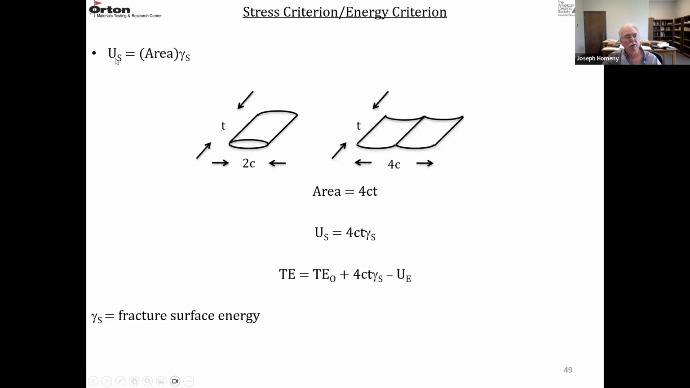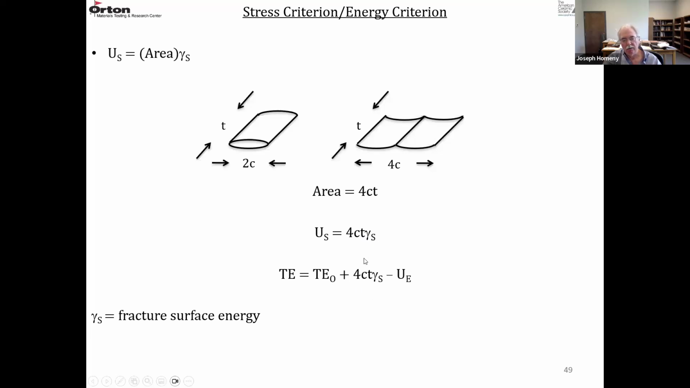Then US just equals the area times gamma S. So we can approximate the area by opening up this elliptical shape. So this is the thickness of the plate T. This is the major axis of the ellipse 2C. We open this up. So now I have T, and then this length is approximately 4C. So the area is simply 4C times T. And if we multiply that by gamma S, the fracture surface energy, US is 4CT gamma S.